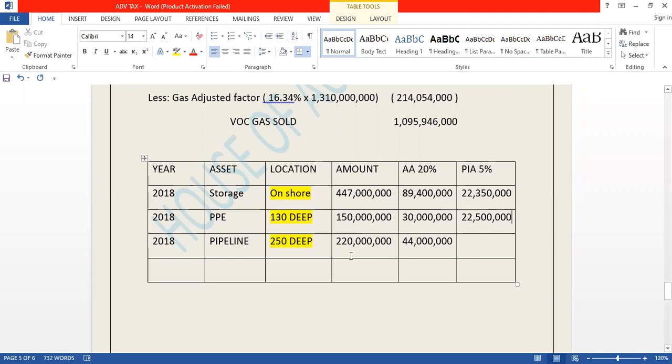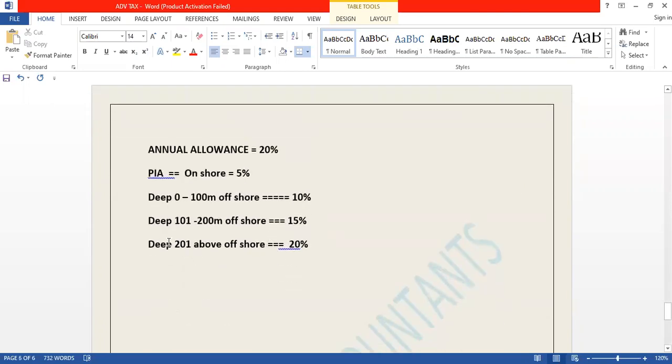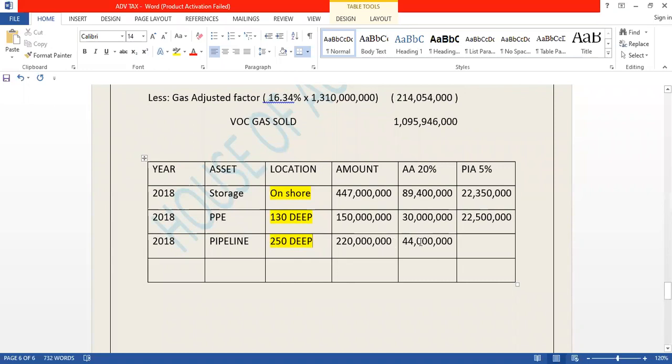Now, let's look at the second one. This falls into 250 deep. 250 deep is above it. So which means we are using 20% now in this case, right? So that will be giving us 20% multiplied by 220. What do we get?